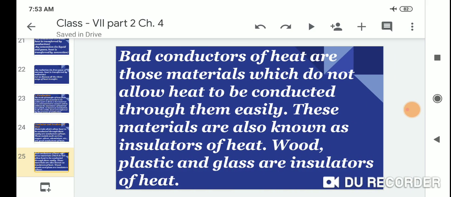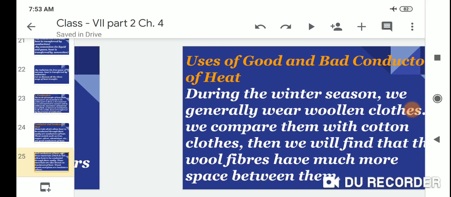Bad conductors of heat are those materials which do not allow heat to be conducted through them easily. These materials are also known as insulators of heat. Wood, plastic and glass are insulators of heat.